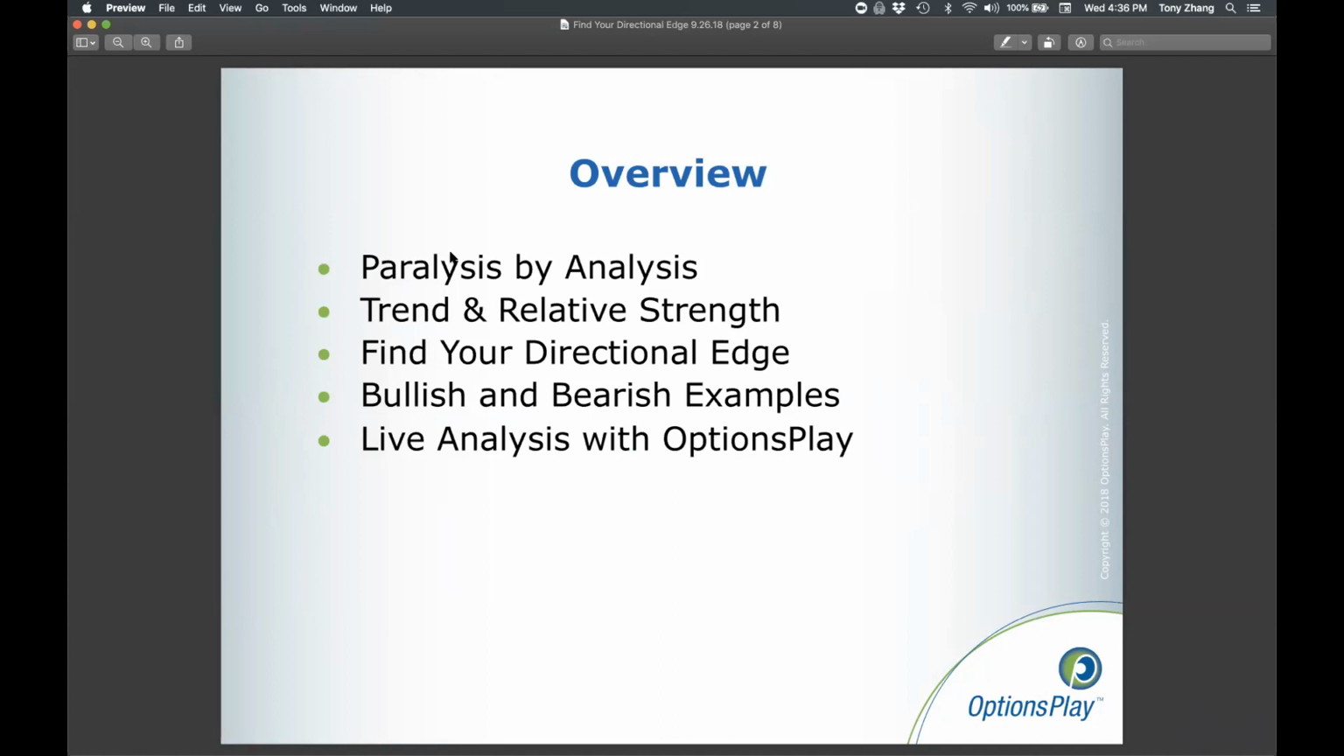Working as a strategist over the last 13 years, I've worked with a lot of different clients looking at a lot of different strategies. So we want to show you how you can boil it down to something that's relatively simple, giving you bullish and bearish examples so that you can quickly learn how to identify bullish and bearish candidates for individual stocks. And then lastly, we'll end the session with a live analysis of some real stocks using OptionsPlay.